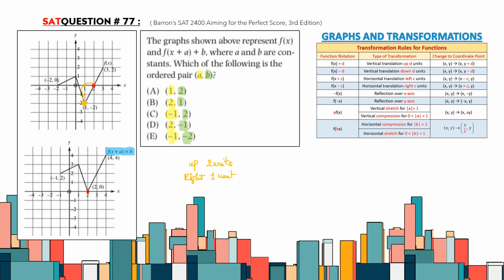And then if we remember, if we go up 2 units, it looks like this. F of x will be at 2. If we move to the right, we have f of x minus 1. Now if we combine those two factors, f of x minus 1 and then we add 2, you will have the new graph. The second graph represents that, right?